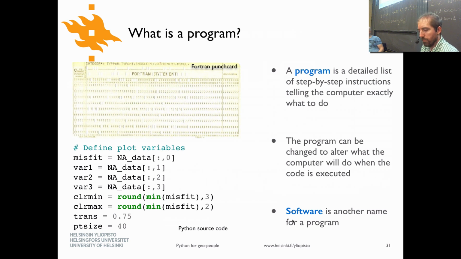And if you want to use the word software, that's basically more or less the same idea as what a program is. You might not think that your little 5-line Python script is a piece of software, but it's just as much software as the operating system for Windows or whatever.